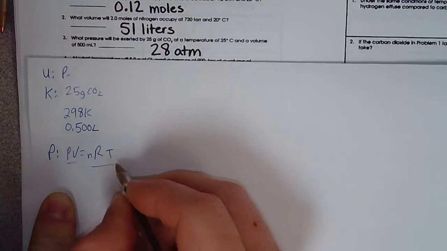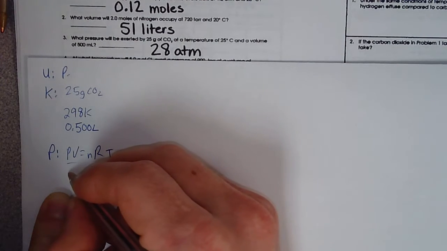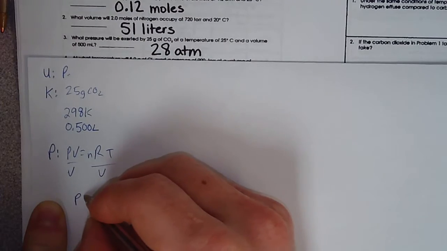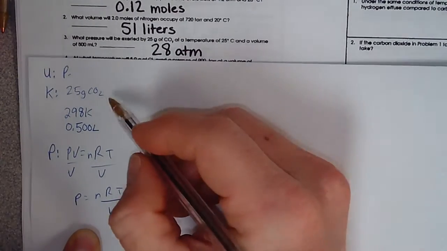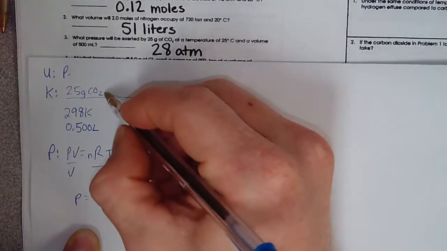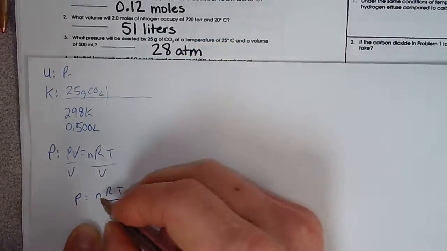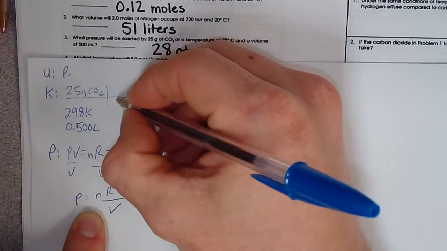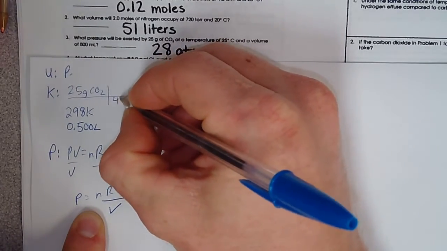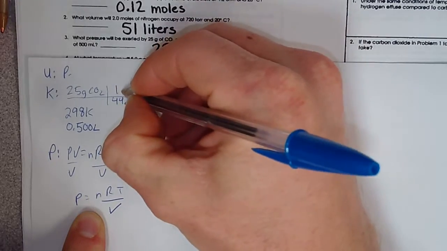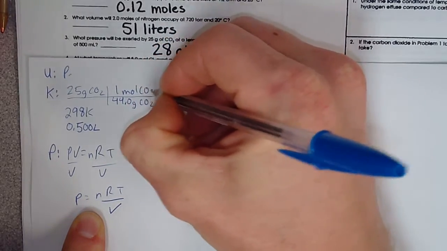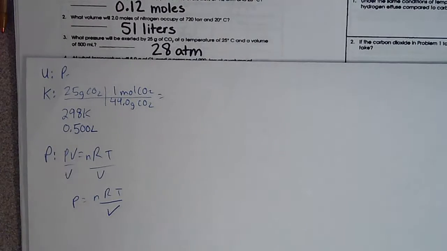So let's go ahead and solve for P. So divide both sides by V. So P equals nRT over V. Now, if we go up here and look at our known, you might notice that they give us grams of carbon dioxide. We really need n, which is moles. So we're going to convert that. So 44 grams per mole carbon dioxide. And then we'll do 25 divided by 44 in our calculator.